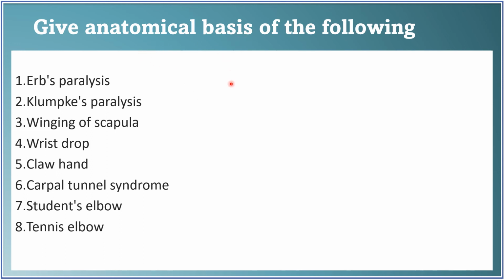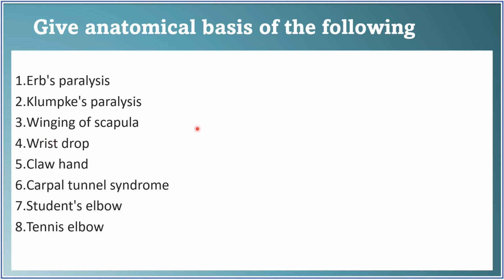Anatomical basis means which trunk was involved in these cases of brachial plexus, what was the site of injury, what was the cause, and then you write about the signs and symptoms, right? So the most important thing to mention here is what happens to the anatomical structure there because of which these conditions are produced. Then winging of scapula, right?